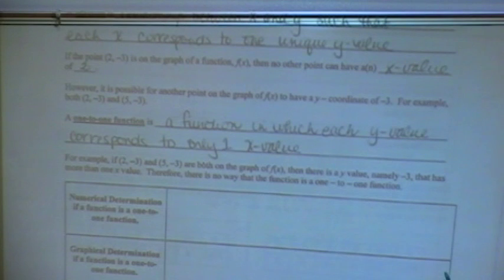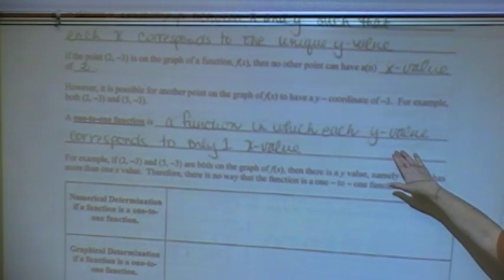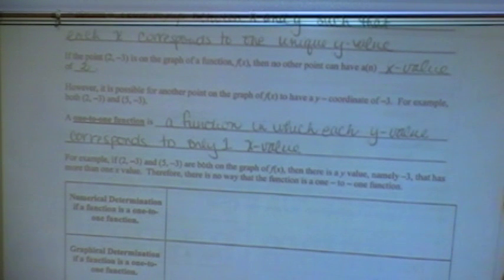Now, in order to be a function only, each x value has to have one unique y value. This is the reverse statement. Each y value has to have one unique x value. So now, if you think about it, some of the things that we study that are functions are not one-to-one functions. For example, a quadratic is a function. It passes the vertical line test. But a function in which each y value corresponds to only one x value, on a quadratic, that's not true.